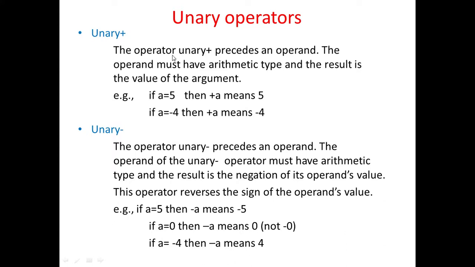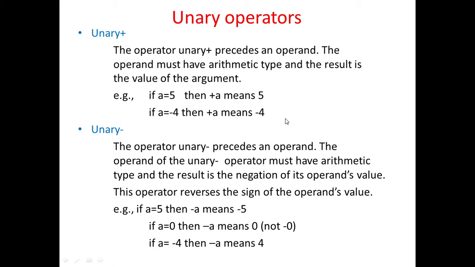The unary plus operator precedes an operand, it comes before the operand. You can see here it is before a, here it is before a. And what is the result? The result is the value of the argument. Suppose the argument is 5, so the answer will also be 5. If a is 5 and you use plus 5, it will be 5 only. If a is minus 4, then plus a will mean minus 4. It means unary plus does not change the value of the argument.